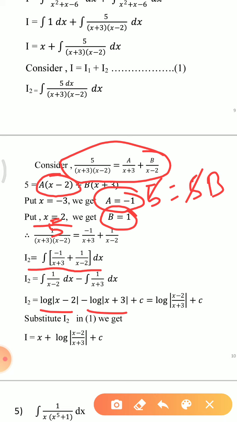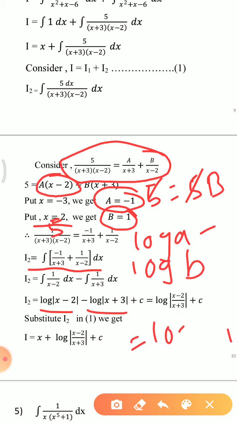We are applying log a minus log b, that is equal to log of a upon b. This property we have to apply here, that is log of x minus 2 minus log of x plus 3, that is equal to log of mod of x minus 2 upon x plus 3 plus c here. This is the value of I2.